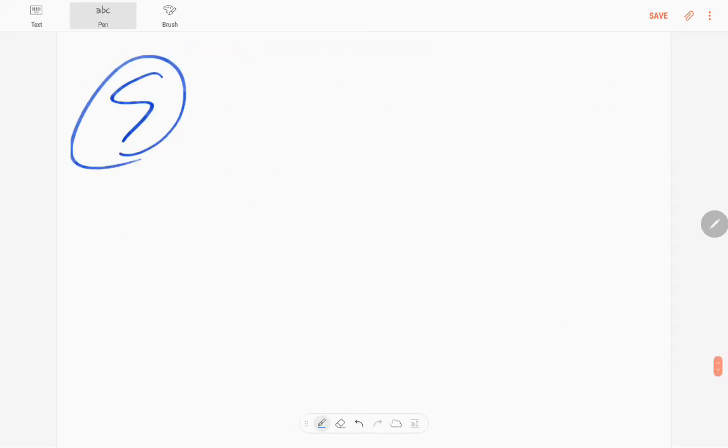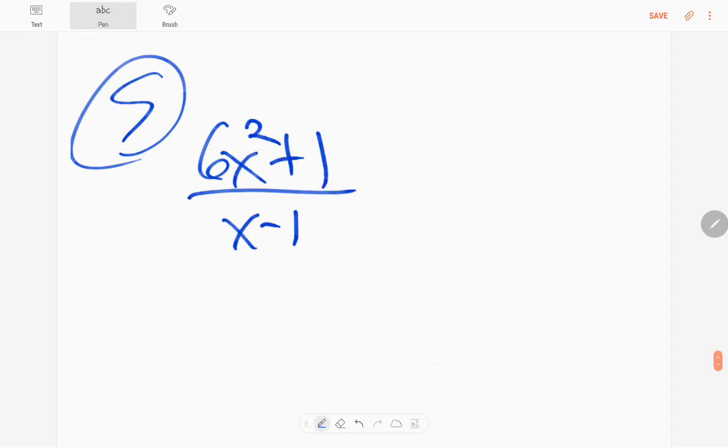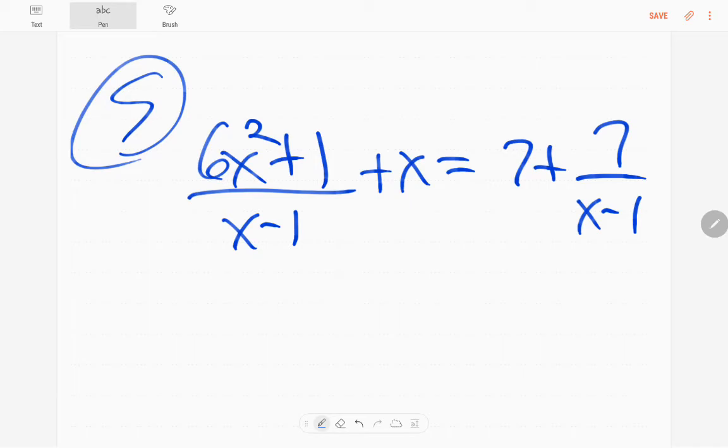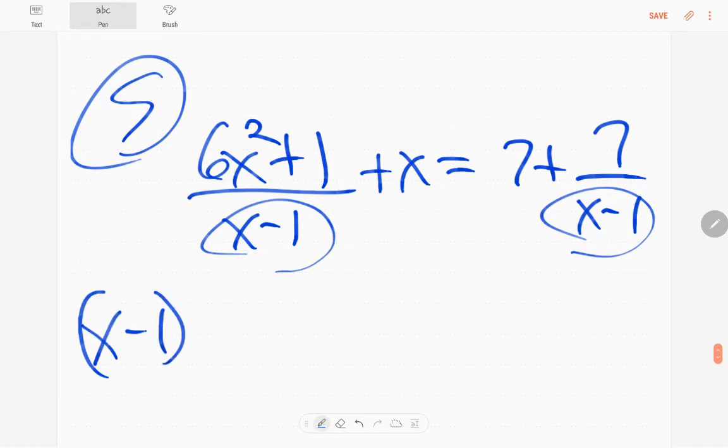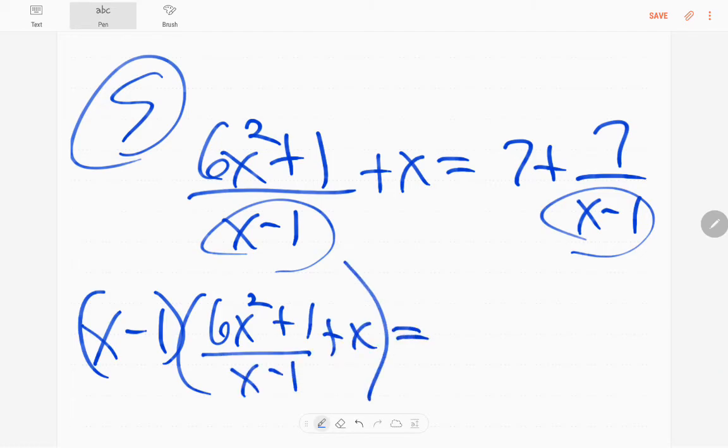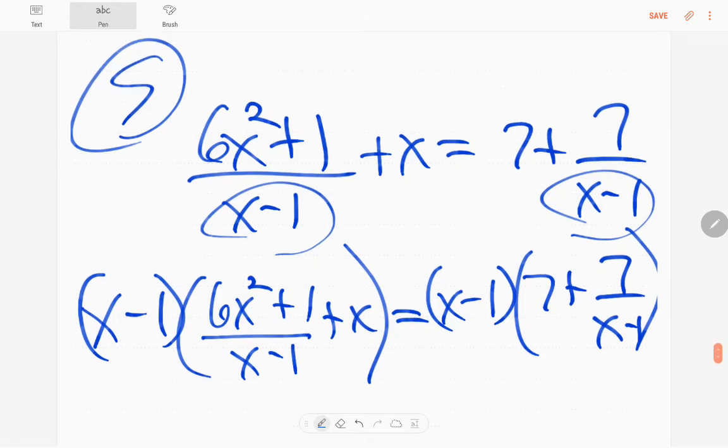This last one is a rational equation. Again, this one is from 6.5. Okay, so the trick is to multiply both sides by something that's going to cancel this out and cancel this out on the bottom. So obviously what you want to multiply both sides by is x minus 1. So I'm going to put the left side in parentheses, multiply by x minus 1, and then put the right side in parentheses and multiply by x minus 1.